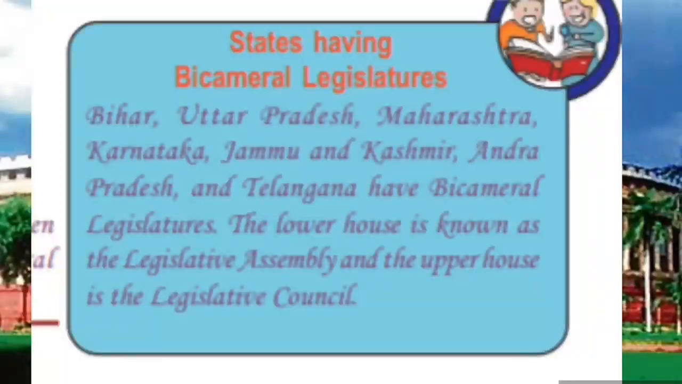But in some states, there are bicameral legislatures. Bihar, Uttar Pradesh, Maharashtra, Karnataka, Jammu and Kashmir, Andhra Pradesh and Telangana have bicameral legislature. The lower house is known as the Legislative Assembly and the upper house is the Legislative Council. We can discuss the functions of the executive in another class.